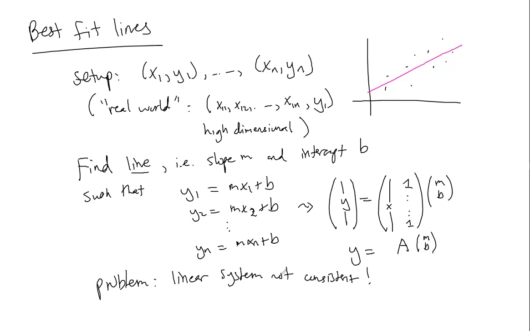So saying this linear system is not consistent is saying that y is not in the column space of A. And so we can try to find m and b such that A times (m, b) is the closest point possible to y. So what we're saying is we want to find m and b such that A times (m, b) is equal to the orthogonal projection.